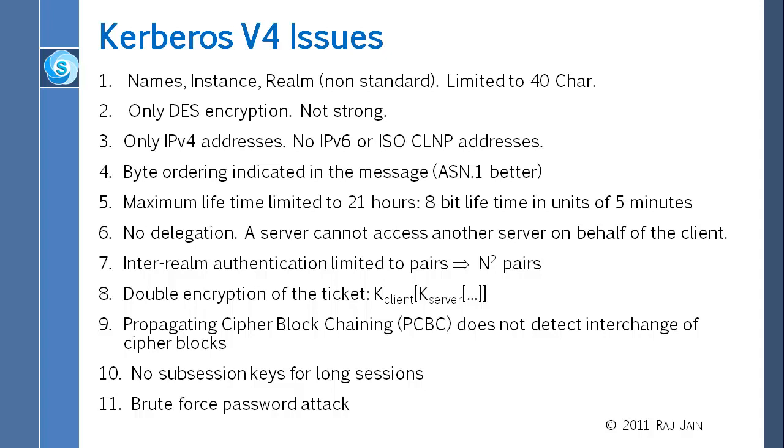Double encryption of the ticket. So remember the tickets are encrypted inside the key. You notice that one here. This ticket is inside this key, KC, and the ticket itself is encrypted stuff. So why do we need to do double encryption? That is just extra work that we don't need to do. PCBC does not detect interchange of cipher blocks. Interesting. So basically, while it propagates errors to all the blocks, it has some of its own weaknesses that were not discovered when it was designed.